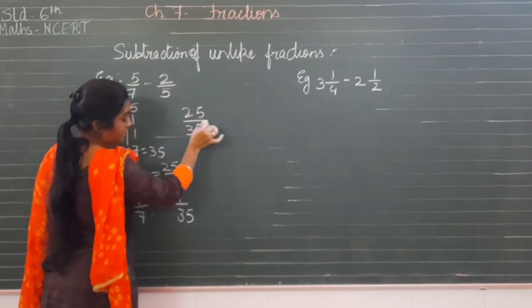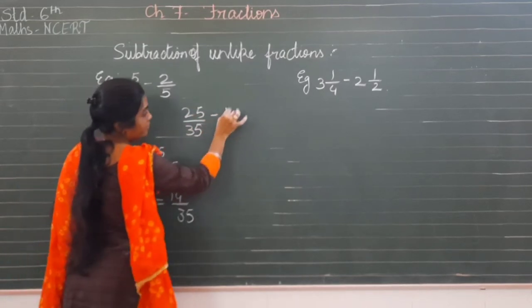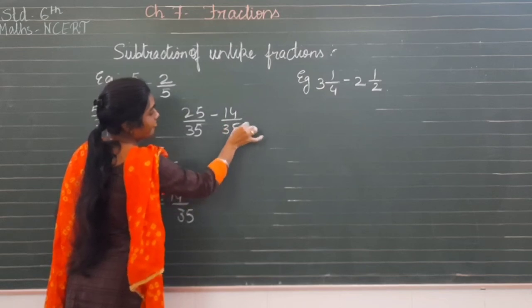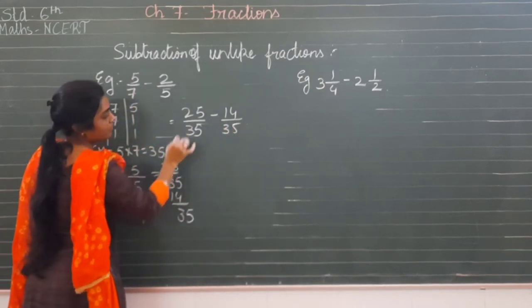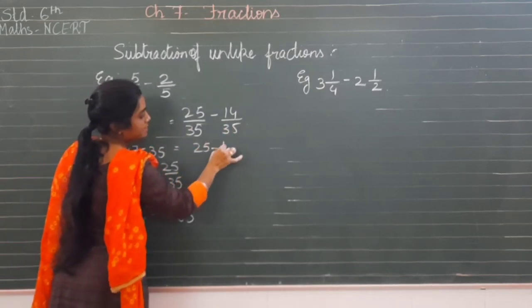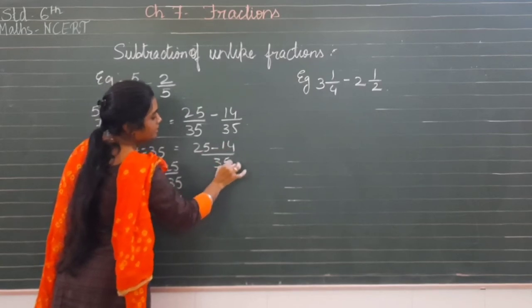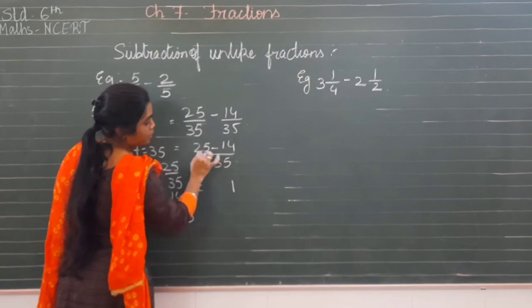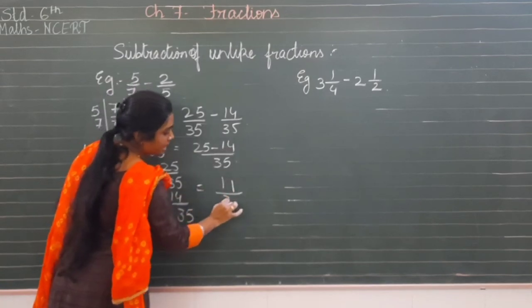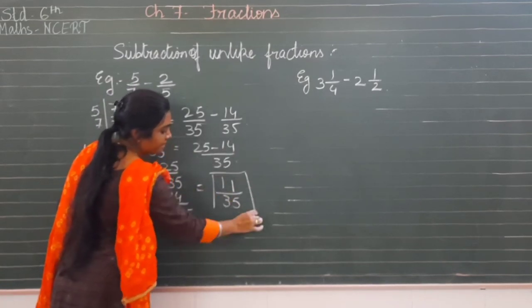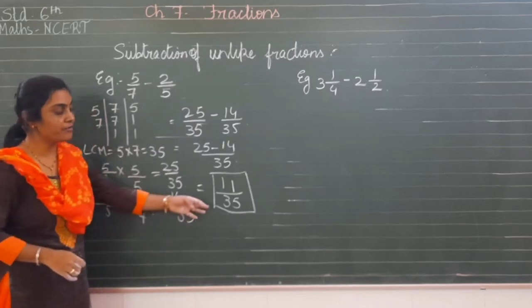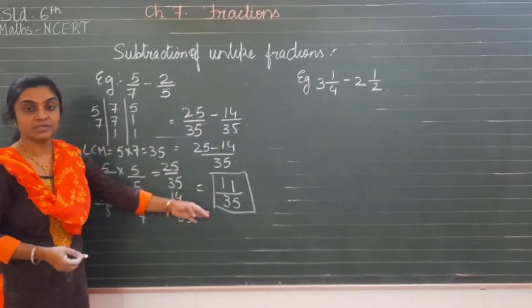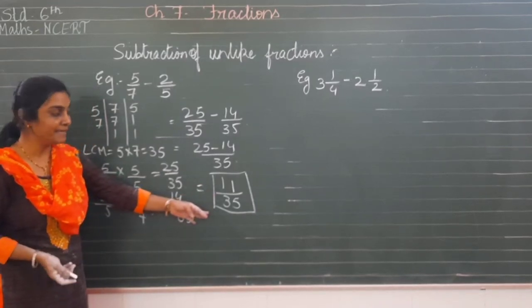25 upon 35 minus 14 upon 35. Now 25 minus 14 upon 35. 5 minus 4 is 1, 2 minus 1 is 1. 11 upon 35 is the answer. This is already a proper fraction, so we do not need to convert it into a mixed one.